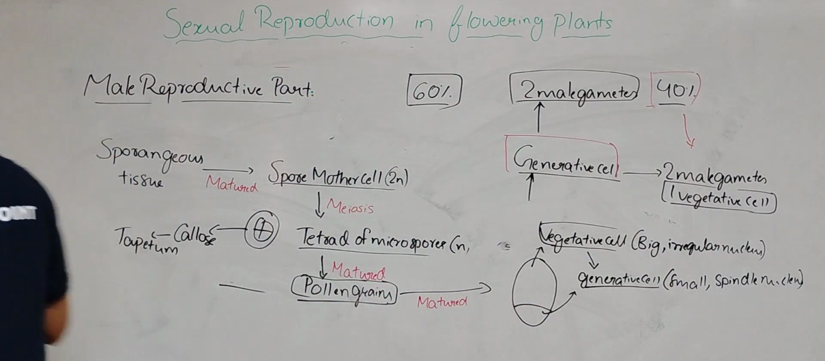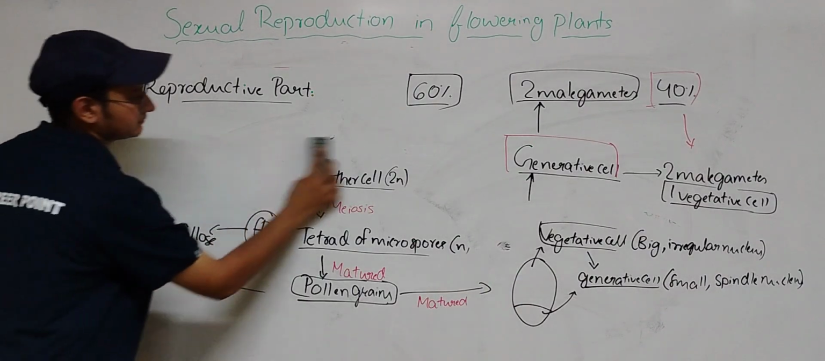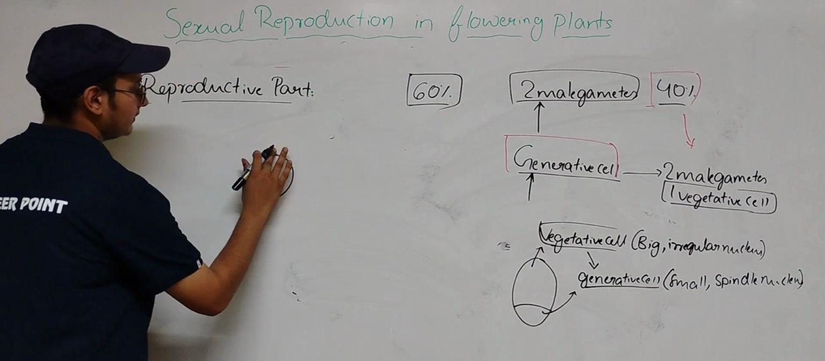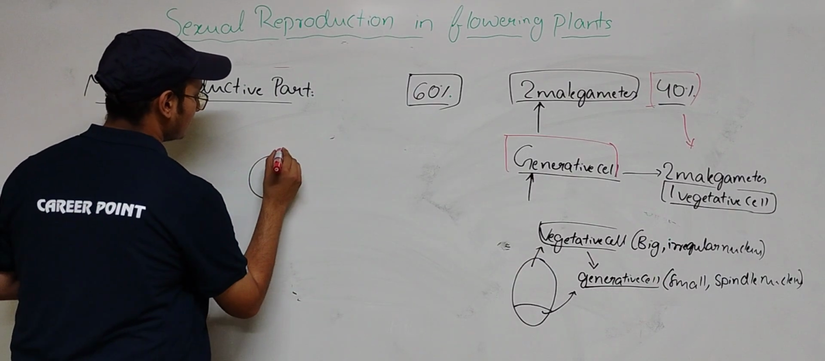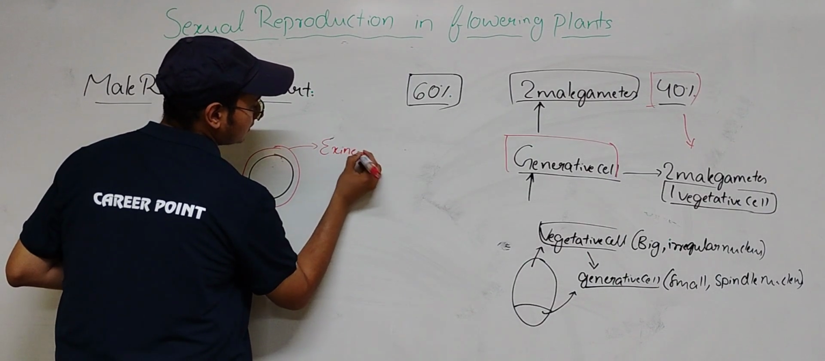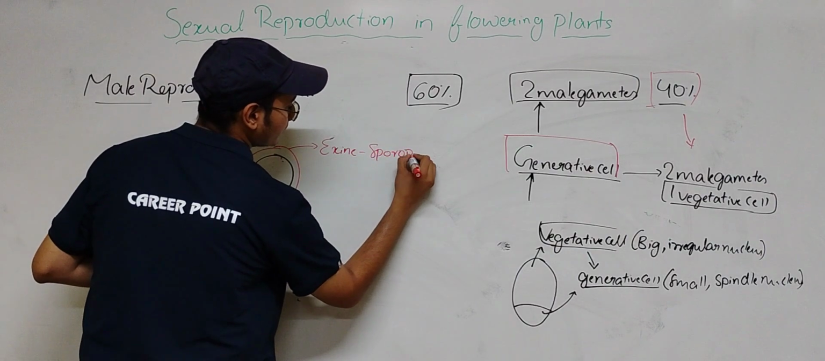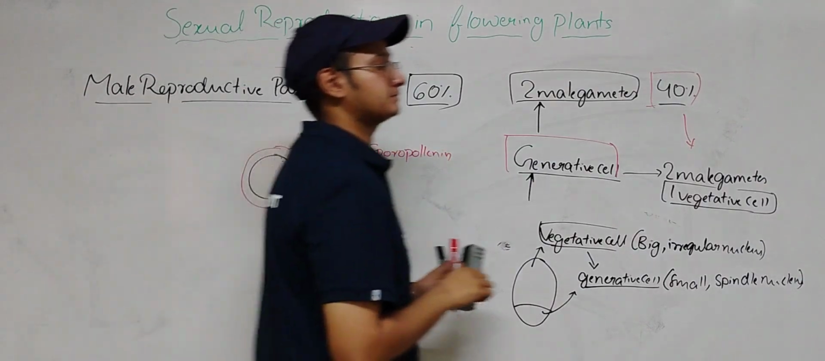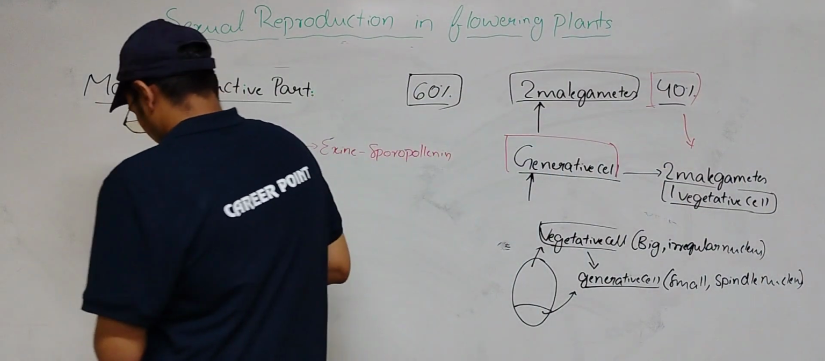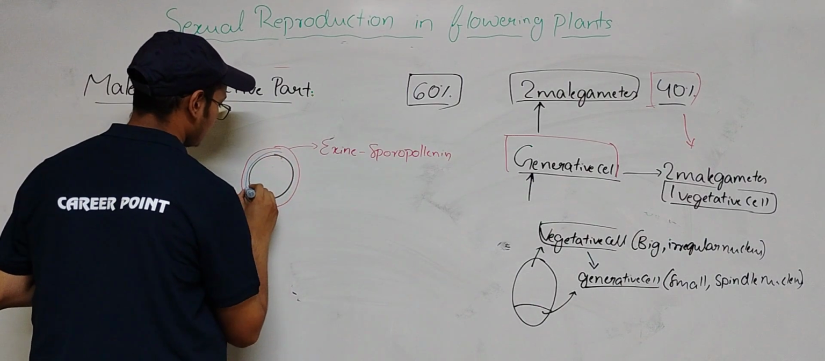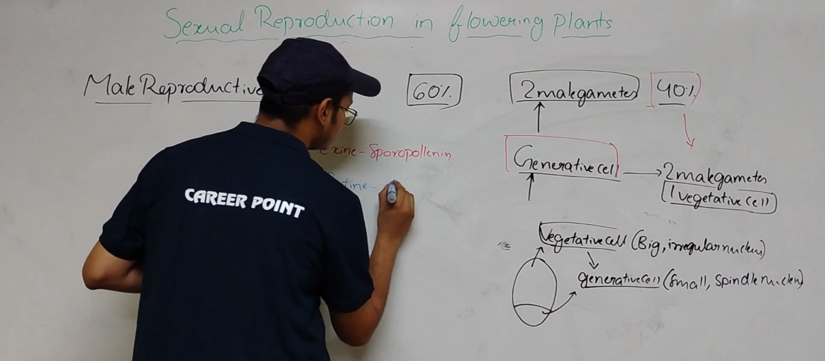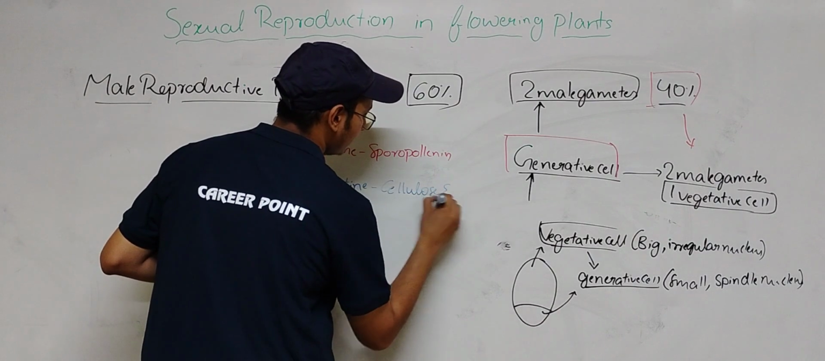And coming to the pollen grain structure. The outermost layer is made up of sporopollenin. Inside, which is made up of sporopollenin. The innermost layer is known as intine, which is made up of cellulose and pectin.